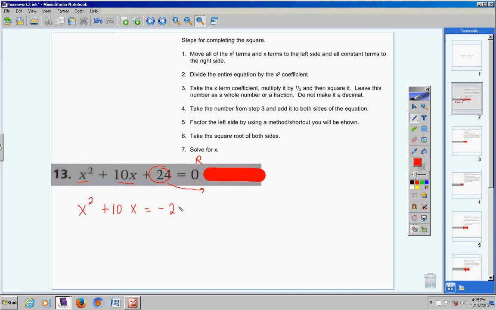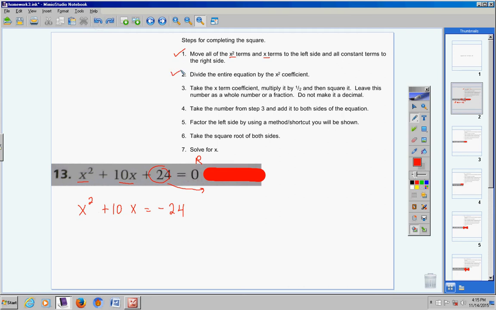Now, I have a question for you. Are all of my x squared and x terms on the left side? Yes. Are all of my constant terms on the right side? Yes. Step 2, divide the equation by the x squared coefficient. Now here's your x squared term. What is the coefficient? 1. So there's really no need to do step 2. Now if you want to divide everything by 1, there's nothing wrong with that, but you'll get out what you started with, so there's no need to really do that.